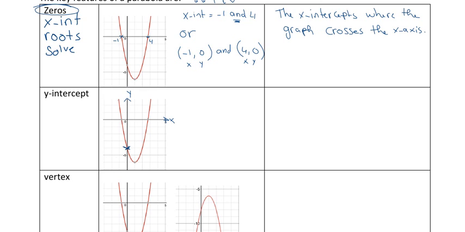And then you can write it as y-intercept equal to -4. Or you can write it as a point, right? So what would this point be? What's the x value? 0. What's the y value? -4. Okay? So you pick one of the notations.